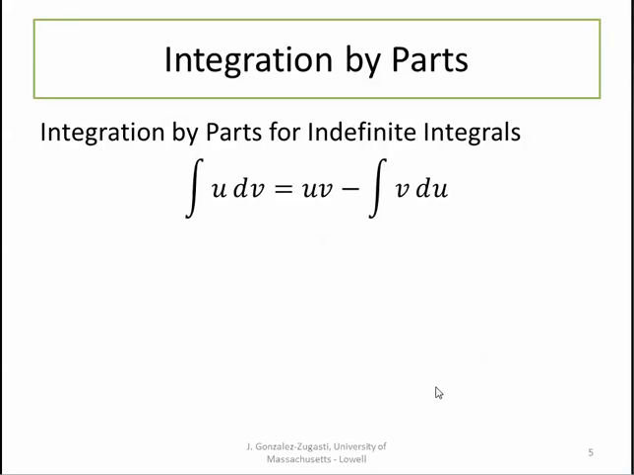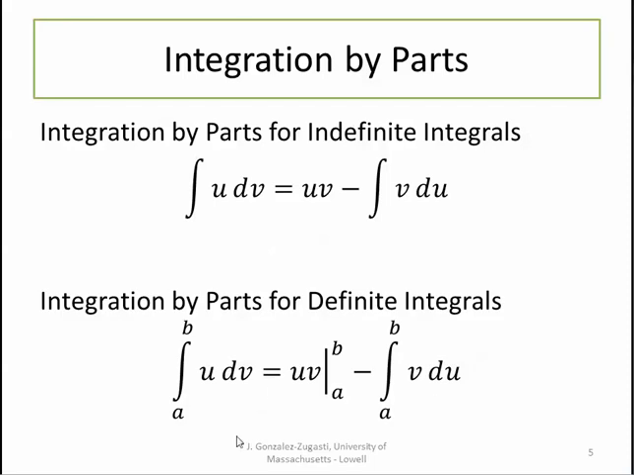Now, you can also do integration by parts for definite integrals. When you do that, you just need to make sure you evaluate properly. So if your definite integral goes from a to b here, you're going to evaluate uv from a to b. And then for this integral here, your limits of integration stay the same, a to b.